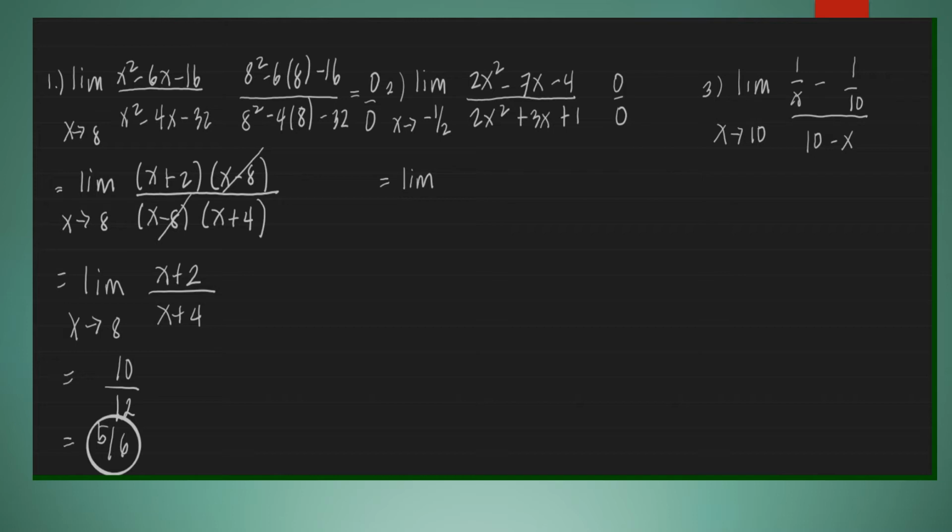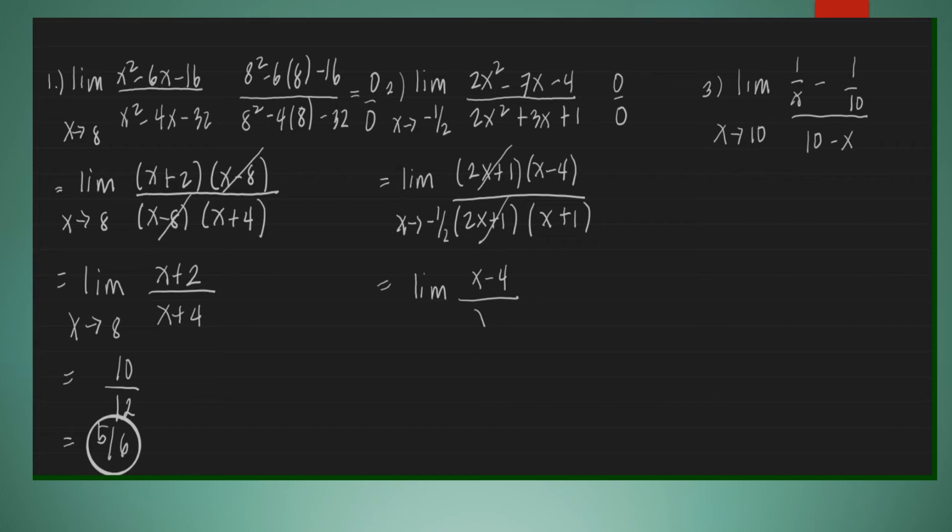So we factor 2x squared minus 7x minus 4. And the factors are 2x plus 1 and x minus 4. Then for the denominator, the factors are 2x plus 1 and x plus 1, as x approaches negative 1/2. So here, we cancel 2x plus 1. So we will be left with the limit of x minus 4 over x plus 1 as x approaches negative 1/2.